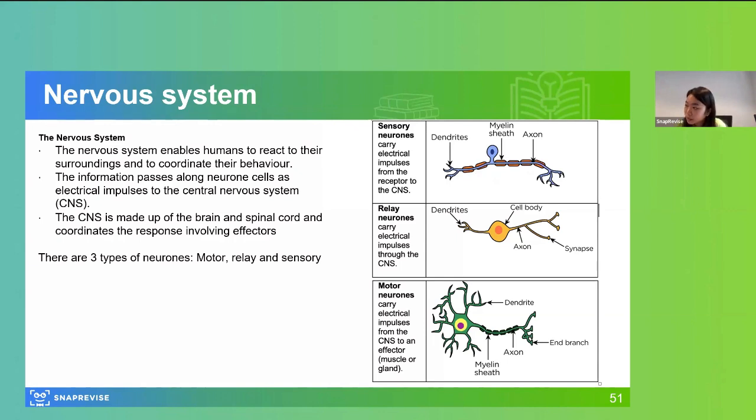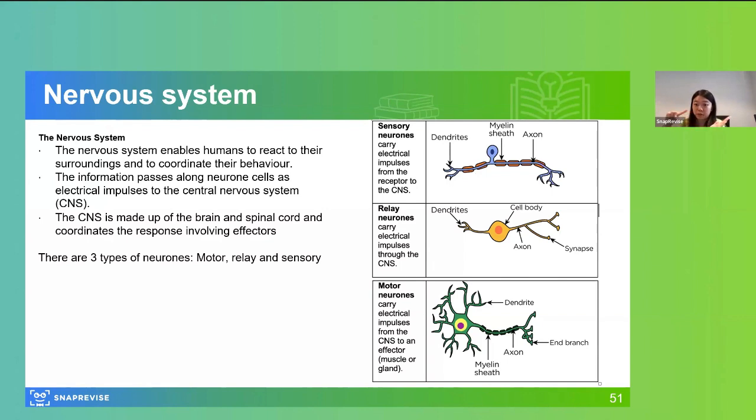There is the sensory, the relay, and the motor. Think of it as a link from A to B to C. It goes from sensory to relay and then to motor. The steps are: you have receptors, things that detect the stimulus. If there's a change in the environment, receptors are going to detect it. For example, touch: there are receptors on your fingertips and you're going to feel this touch. Receptors detect the stimulus and carry the electrical impulses through the sensory neurons from the receptors to the CNS.